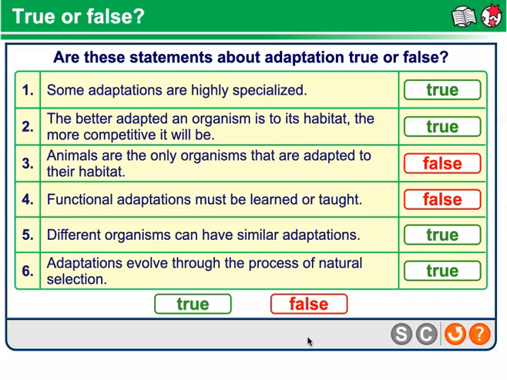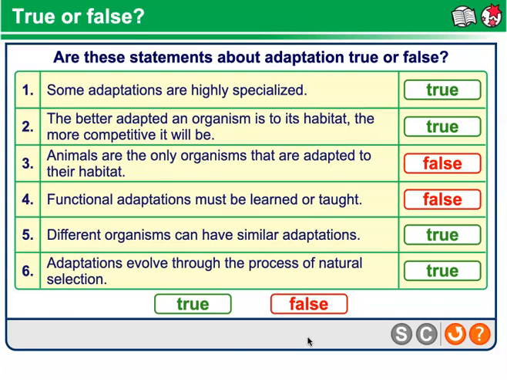So let's go through some true or false statements about adaptation. Some adaptations are highly specialized. That is true. The better adapted an organism is to its habitat, the more competitive it will be. That is also true. Animals are the only organisms that are adapted to their habitat. That's false. Many different organisms have specialized adapted features that allow them to be successful in their habitat.